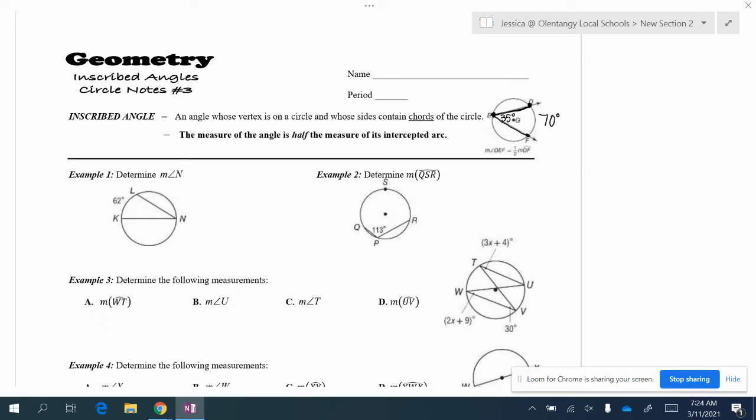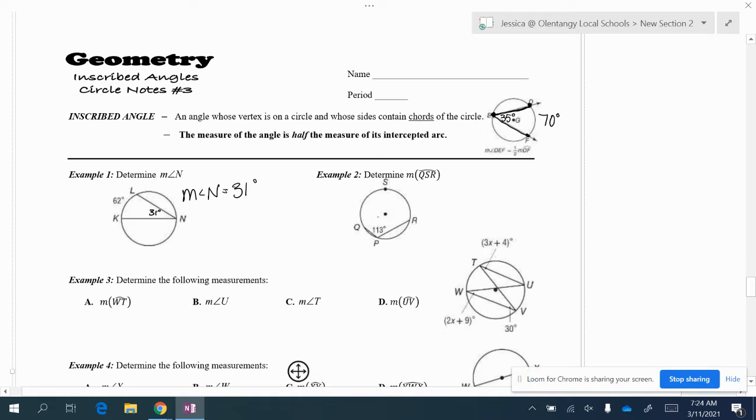Example 1, determine the measure of angle N. So I know that the arc LK is 62. So the measure of angle N is going to be half of 62, which ends up being 31 degrees. So this angle would be 31 degrees.